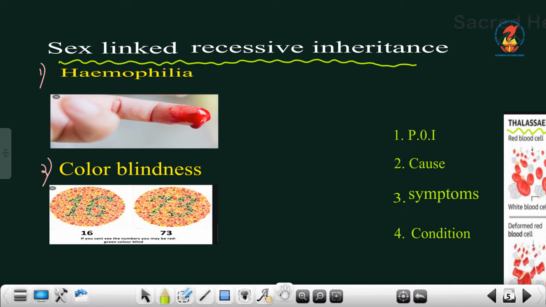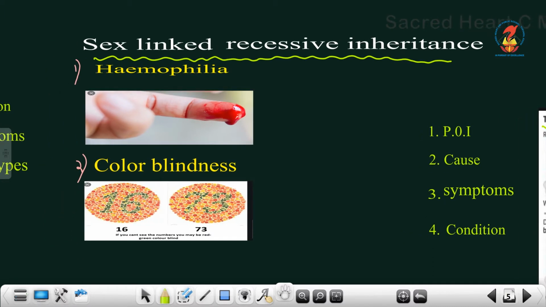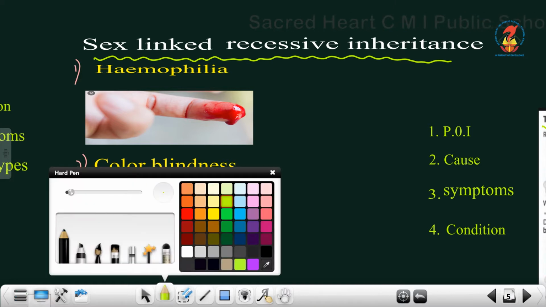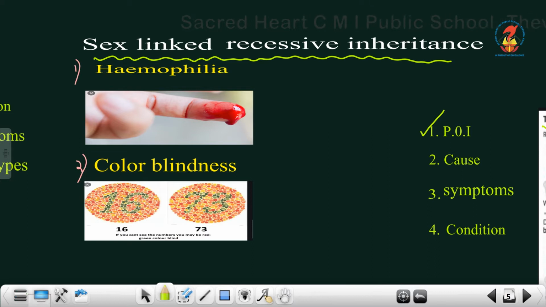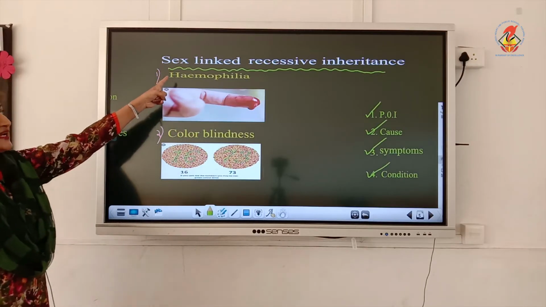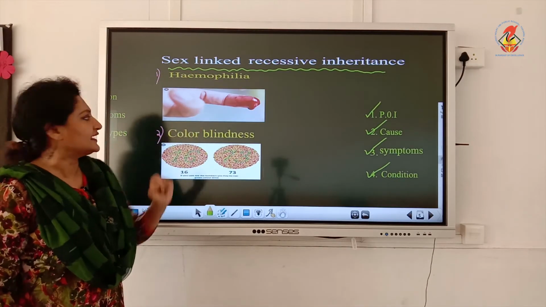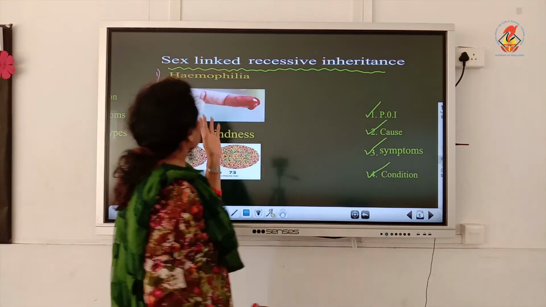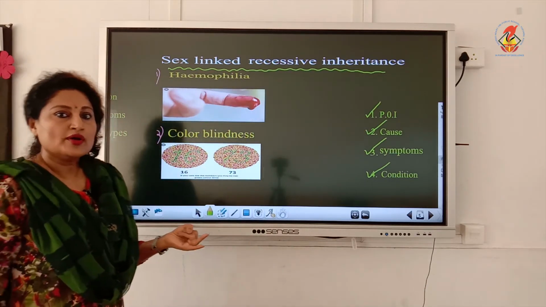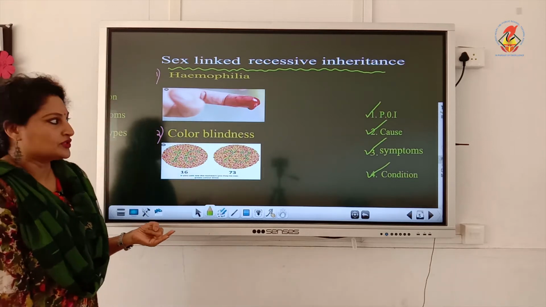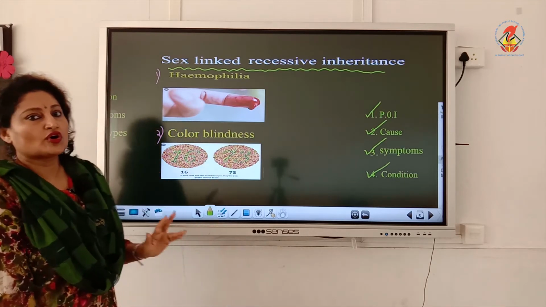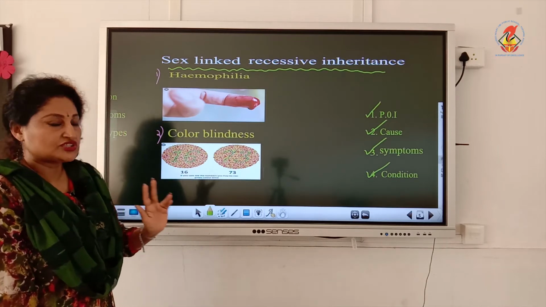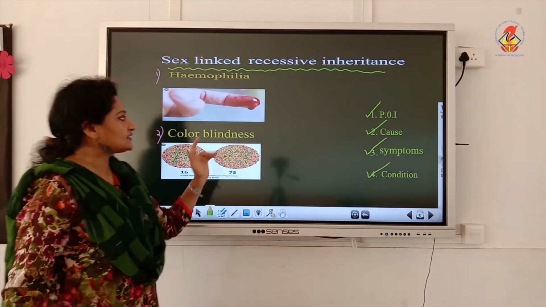So, first I am going to deal with hemophilia, and I am going to emphasize these points: 1, the pattern of inheritance, 2, the cause, 3, the symptoms, and 4, the condition. The pattern of inheritance I have already mentioned, it is a sex-linked recessive inheritance. Then, the cause of hemophilia, as we all know, Mendelian disorders are caused due to mutation. So, the cause again we have to mention, it is caused due to mutation, and which mutation? Point mutation.